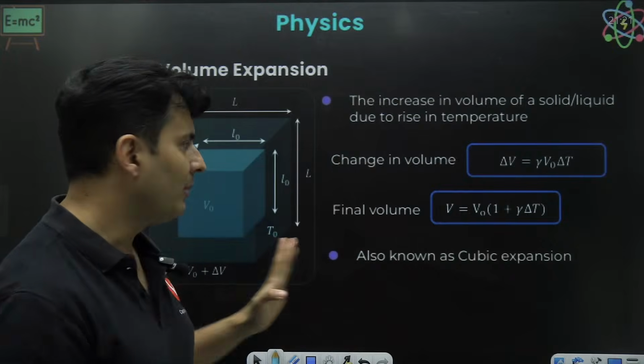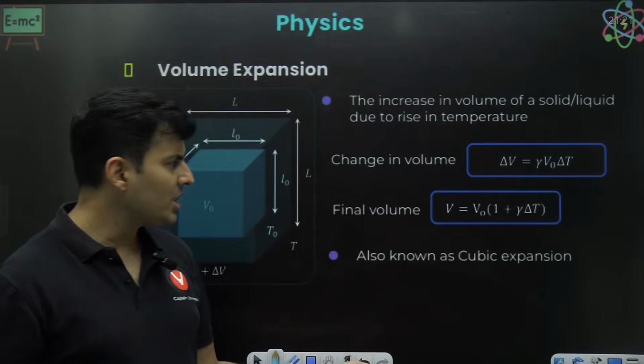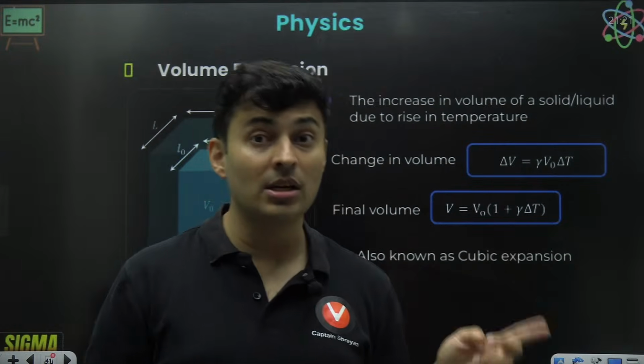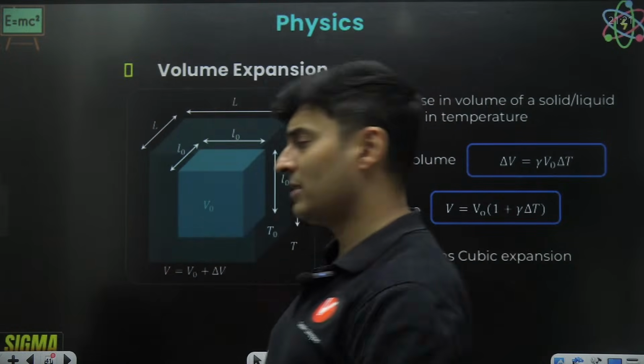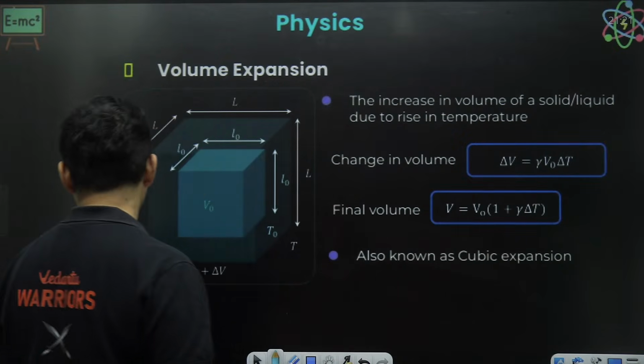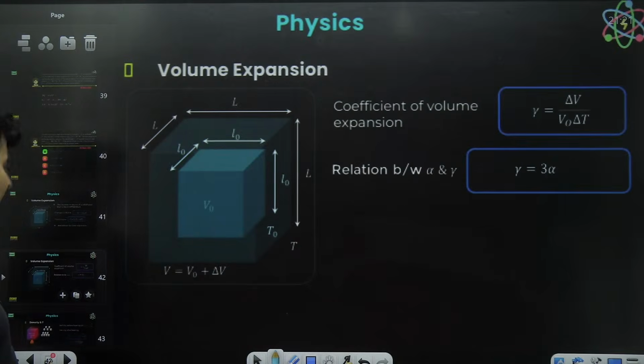Very predictable. Okay, also known as the cubic expansion or the coefficient of volume expansion. Coefficient of volume expansion or coefficient of cubic expansion, whatever you want to say. Okay. Sir, is gamma related to alpha or beta?